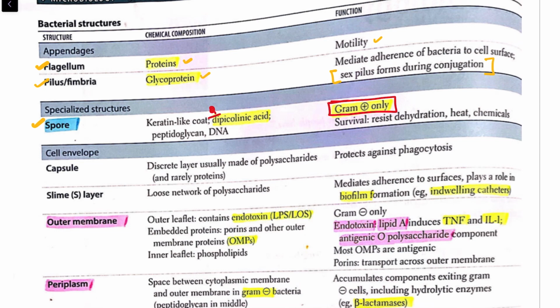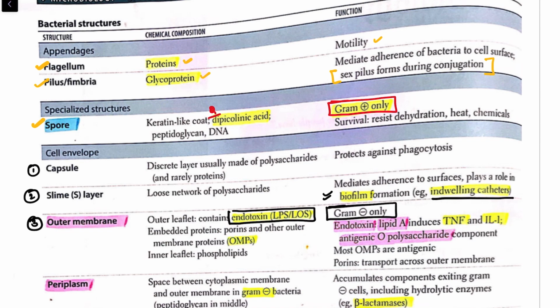Then some envelopes. First is the capsule, right? And it protects against phagocytosis. Second is the slime layer. Now it plays a major role in biofilm formation, like Pseudomonas infecting the indwelling catheters. Then outer membrane, it is the outer leaflet that contains the endotoxin. Remember that endotoxin is only seen in gram-negative bacteria and it can be lipopolysaccharide or lipo-oligosaccharide. Right? Others can be lipid A, which induces TNF alpha, IL-1, and antigenic O polysaccharide.